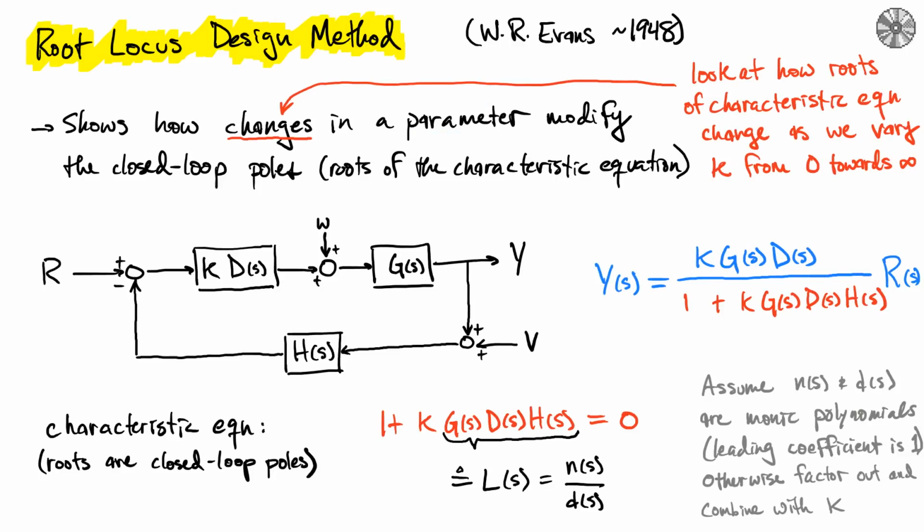So we said the root locus design method shows how changes in a parameter affect the closed loop poles. And so we're going to talk specifically about the case where the parameter that we're going to vary is the controller gain. And so essentially this means that we're going to evaluate what happens when k is changed from 0 up to infinity and where the poles move. So we're going to look at our conventional closed loop feedback system.